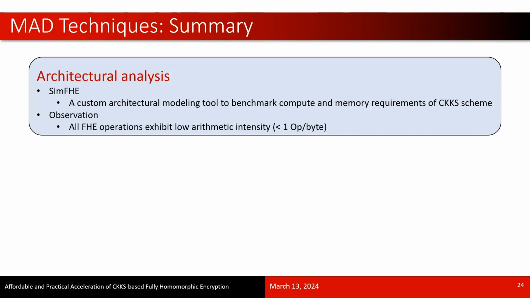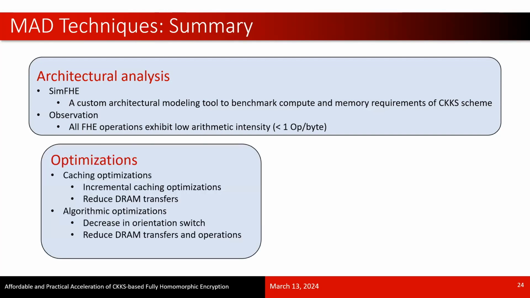Thus, to summarize this first part of the work, we performed an in-depth architectural analysis of the CKKS FHE scheme and observed that without a prohibitively large cache, all fully homomorphic encryption operations exhibit low arithmetic intensity, less than 1 operation per byte for practical and secure parameters.